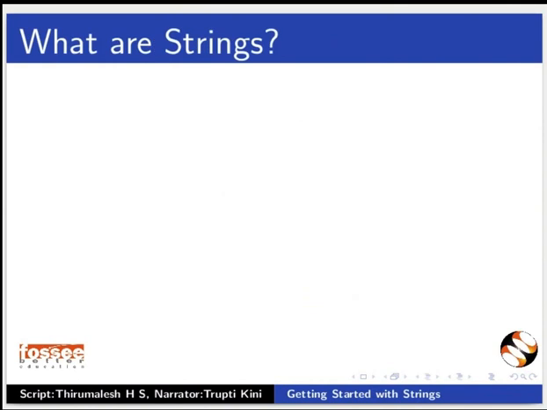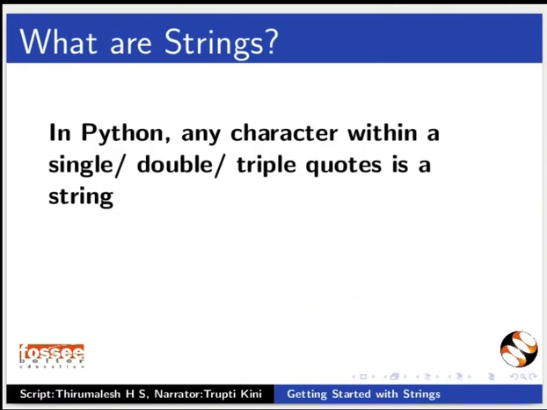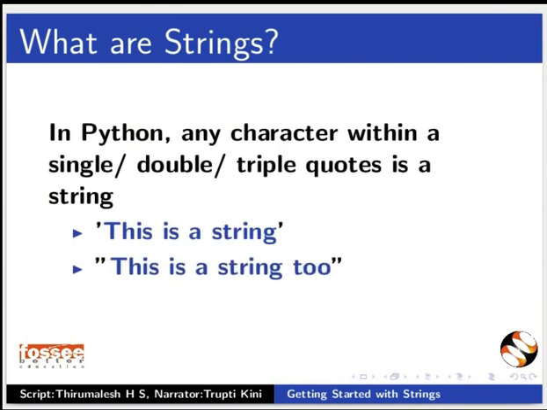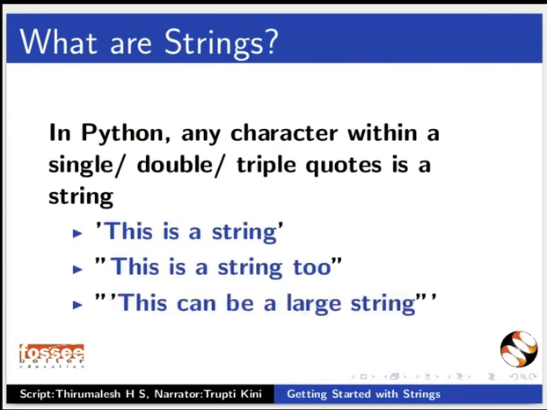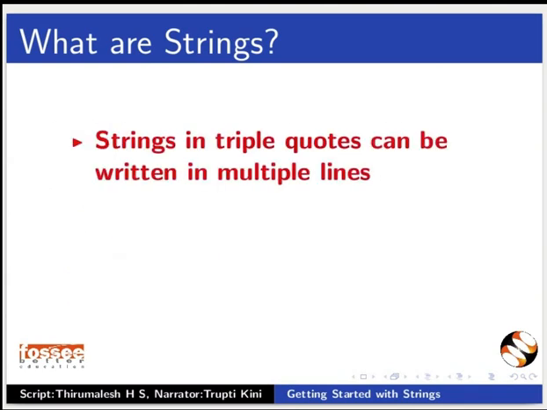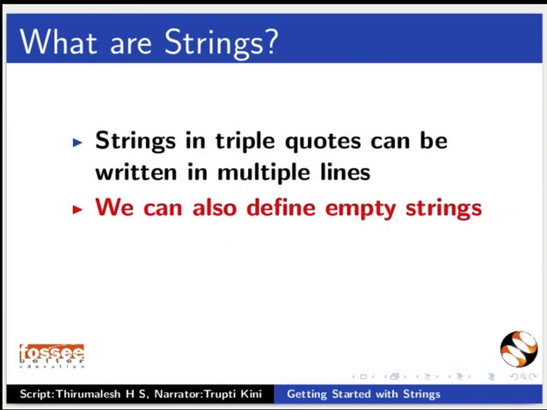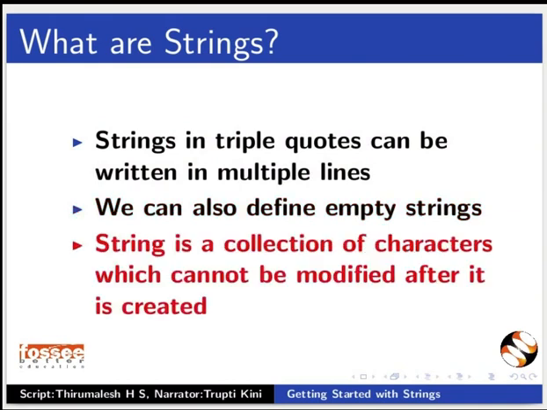What are strings? In Python, any character within a single, double, triple quotes is a string. For example, single, double and triple quotes can be used to denote a string as shown here. Strings in triple quotes can be written in multiple lines. We can also define empty strings. String is a collection of characters which cannot be modified after it is created.